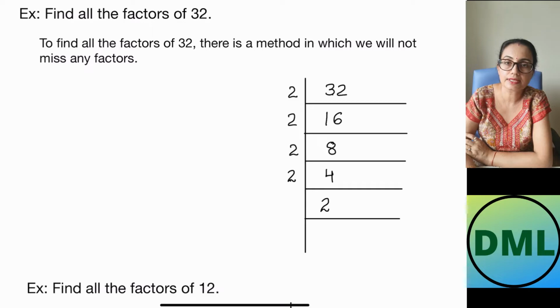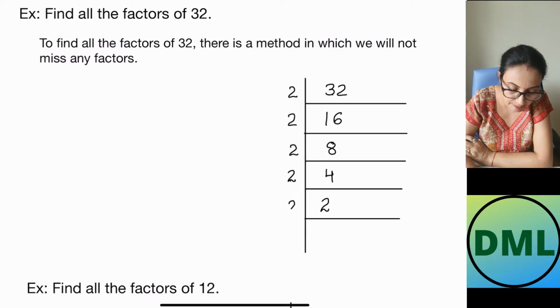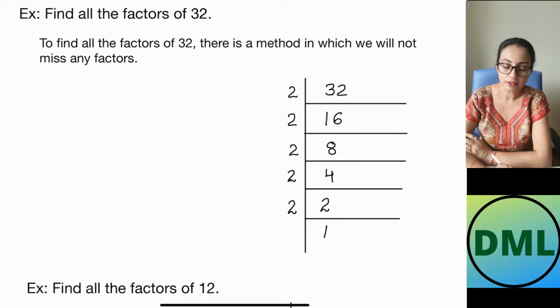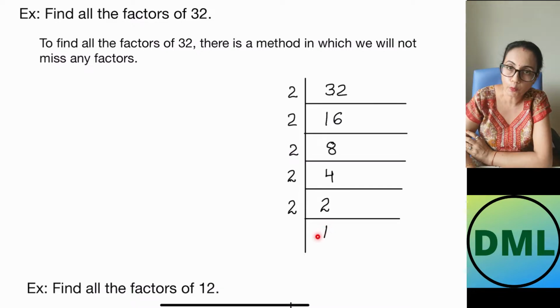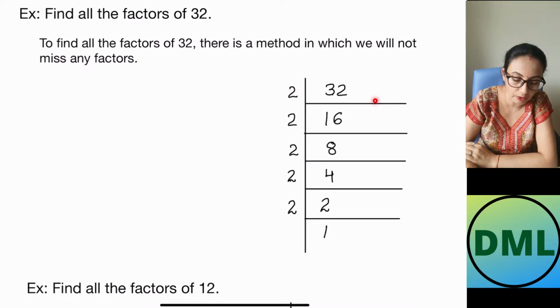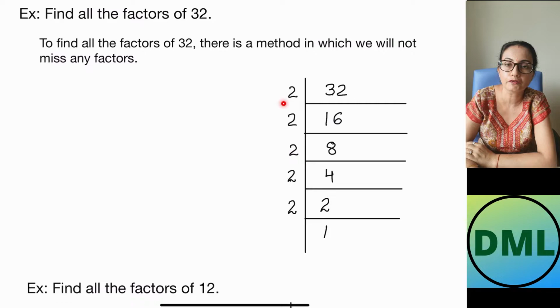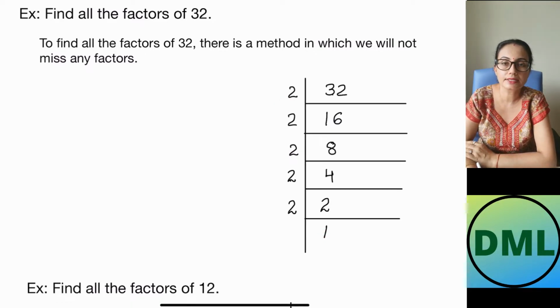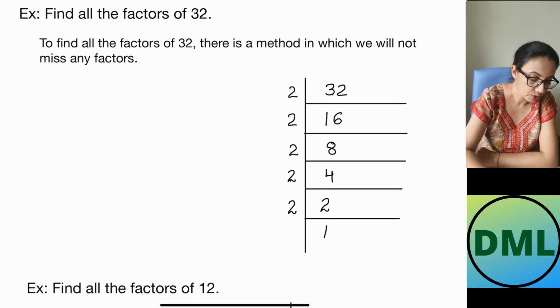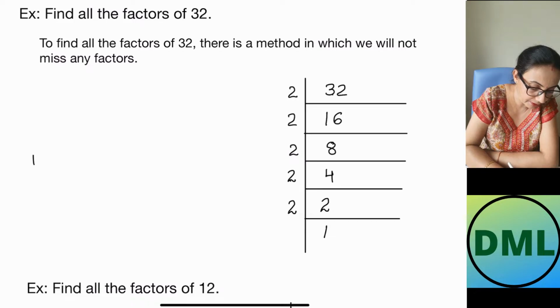2 itself is the smallest number, so it is divisible by 2. 2 divided by 2 is 1 here. So you have to divide till the time you reach 1. I have to write down now all the factors of 32. Let's see that. 1. I told you 1 is the smallest factor of each number. So 1 will be one factor.